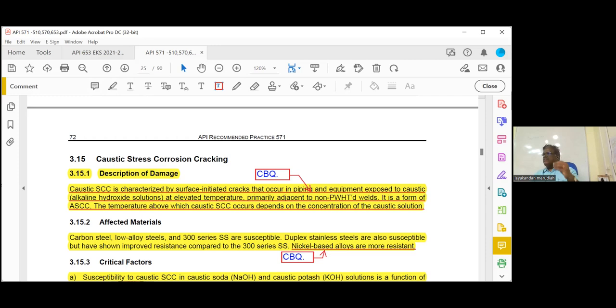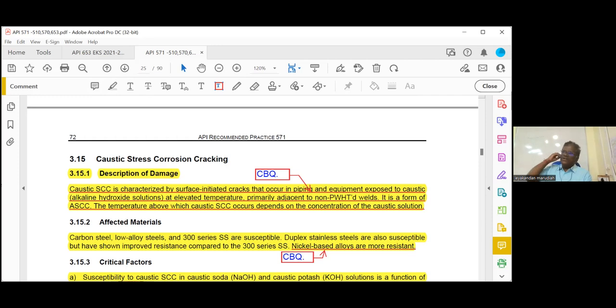Why are they called environmental cracking? The corrosion is caused by the environment inside a piping or tank or vessel. But if there is a stress that combines with the corrosion, it will cause stress corrosion cracking. Now, where will we have a stress? In a material where it is not post-weld heat treated.